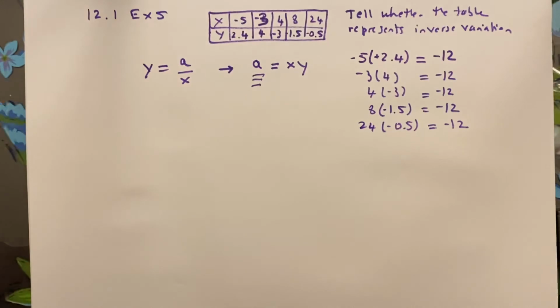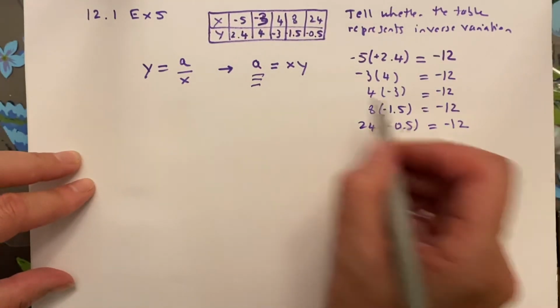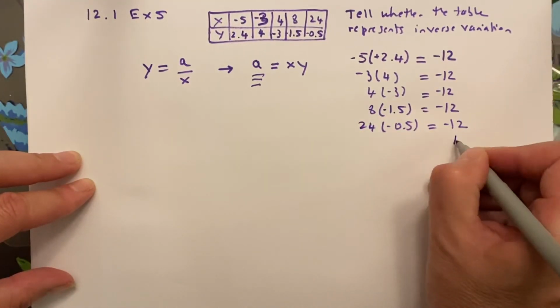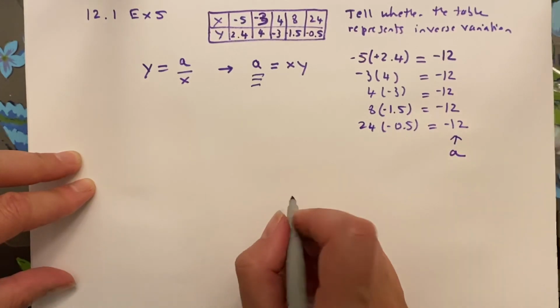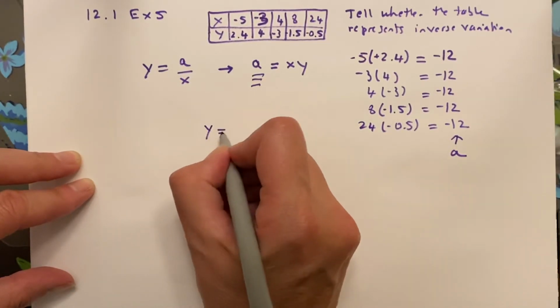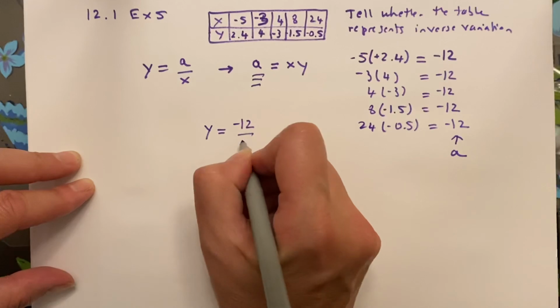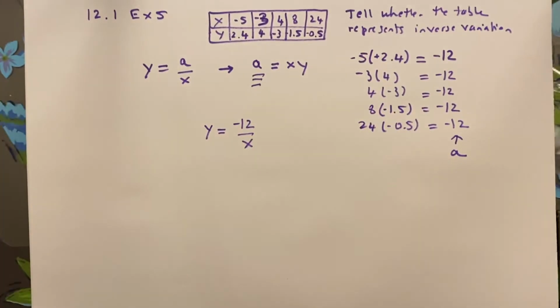So all of these are going to give me the same value, which must be, therefore, the value a. And so my equation is y equals negative 12 over x. Okay? And so that's how you find an equation if there's an inverse relationship in a table.